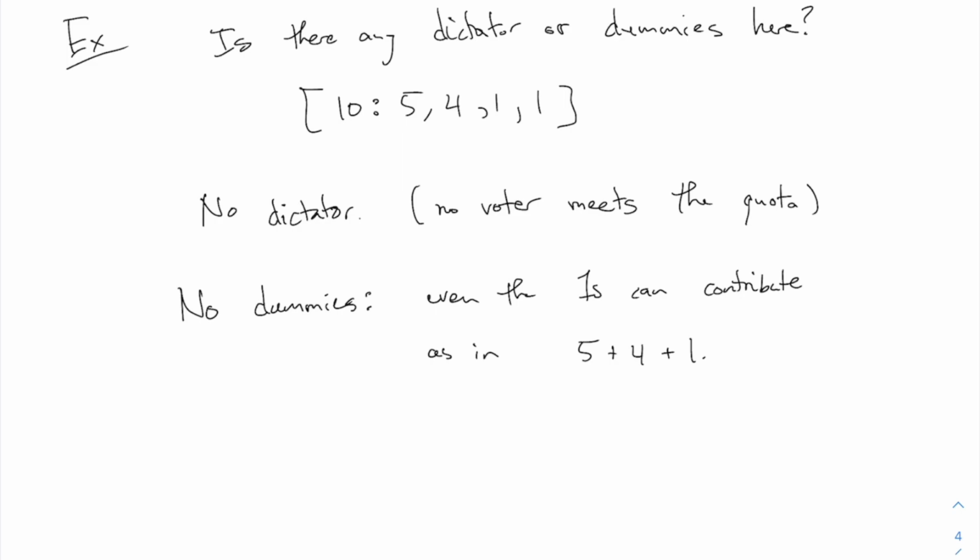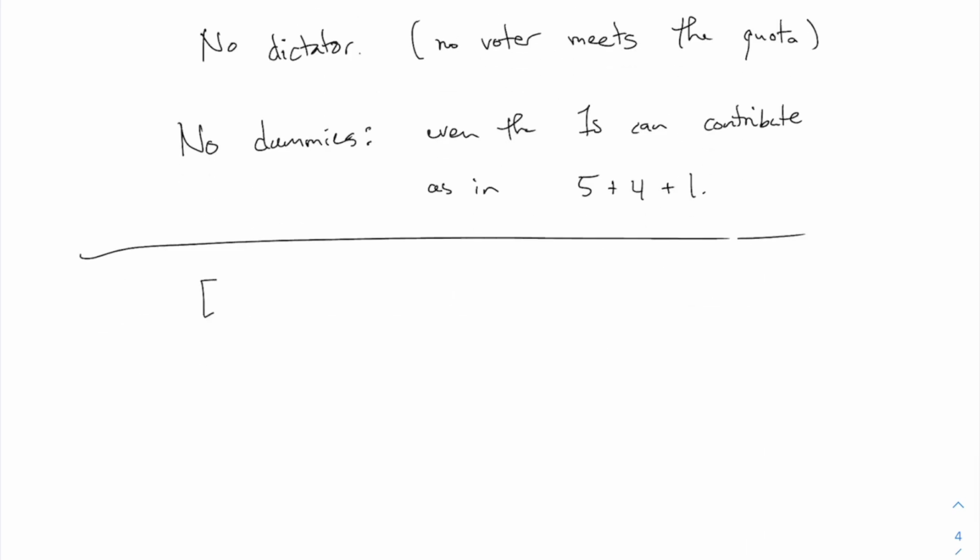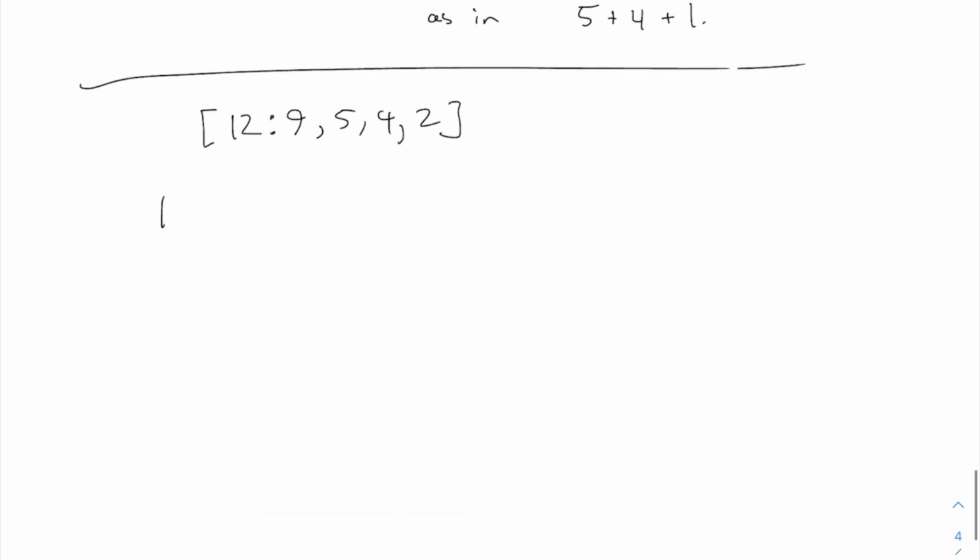All right. How about just same question, another example. I have some of these for you to look at in a moment. How about 12, 9, 5, 4, 2? Is there a dictator? Is there any dummies? What do you say about dictators? Yes or no? No. Dictator is always easy. There's no dictator. That's because none of the voters make it to 12 all by themselves. No dictator. All right? What about dummies?